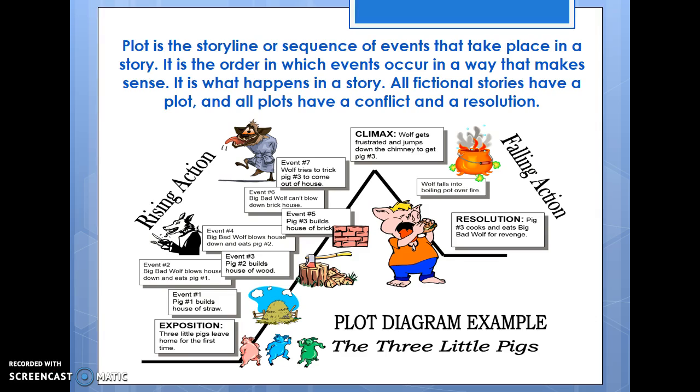During the climax, the wolf gets frustrated and jumps down the chimney to get pig number 3. During the falling action, the wolf falls into the boiling pot over the fire, and the resolution is that pig number 3 cooks and eats the big bad wolf for revenge.